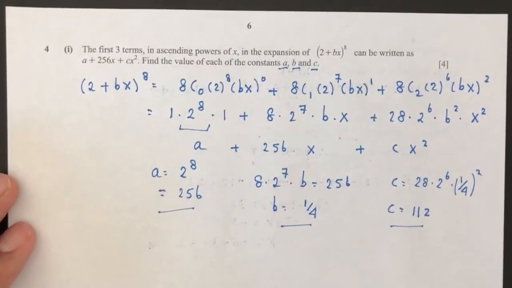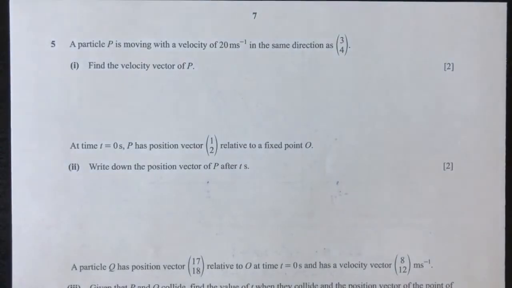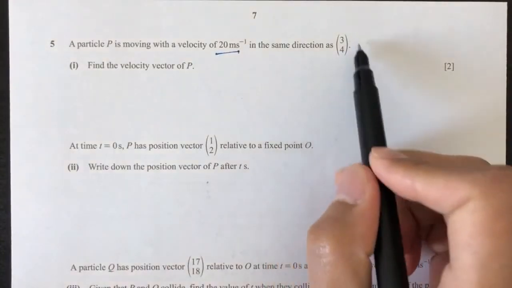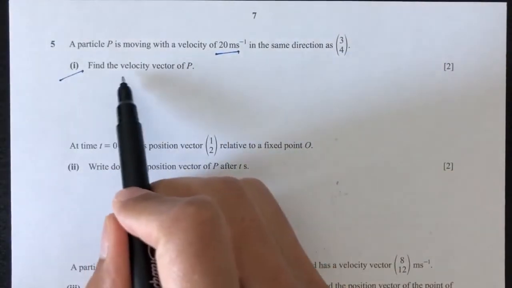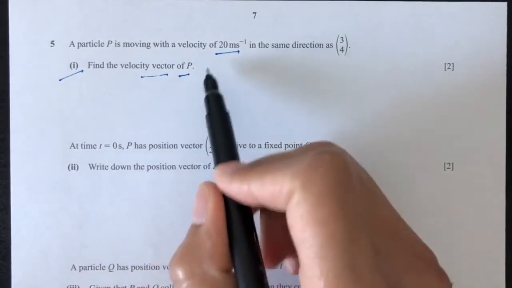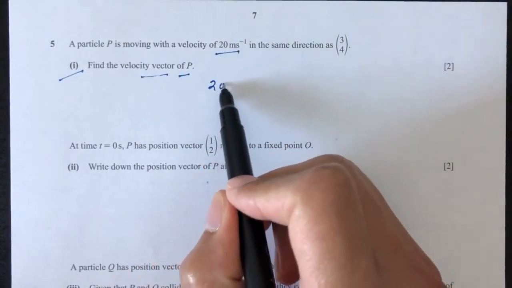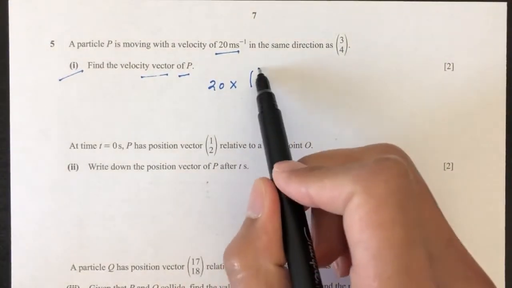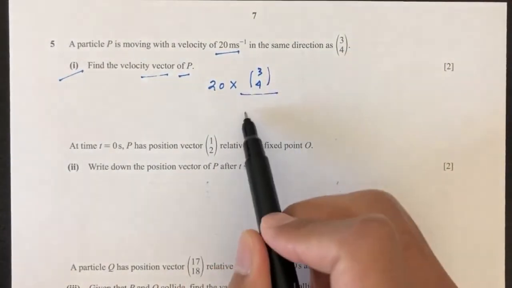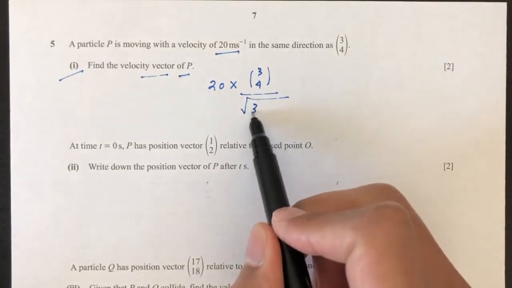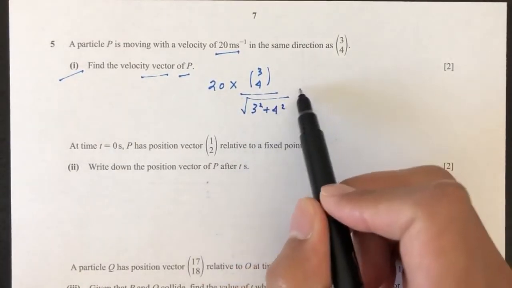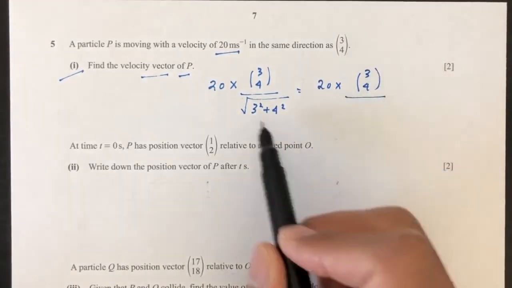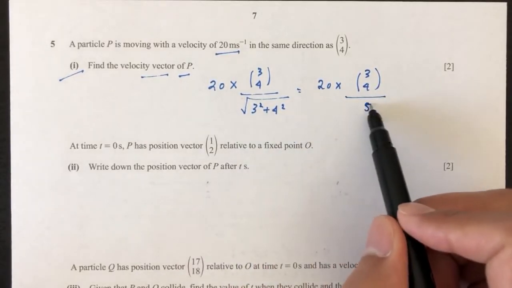That will be question number 4. Question number 5, a particle P is moving with a velocity of 20 meters per second in the same direction as this. So part 1, find the velocity vector of P. Pretty easy, you have to do 20, the value of the velocity, times the unit vector in this direction. That will be (3, 4) divided by the magnitude, which will be √(3² + 4²). That will be 20 times (3, 4) divided by, this is 9 plus 16, 25, 5.